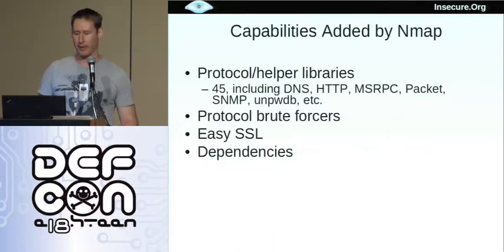Nmap adds a few capabilities to that. We have protocol and helper libraries. They help you make, say, an SMB query or an HTTP request without getting bogged down in the details of the protocol for making those requests. We have protocol brute forcers, like we looked at SMB brute, so that it can find the passwords for you in those times when you really need them. We have SSL, and we have the dependency system.